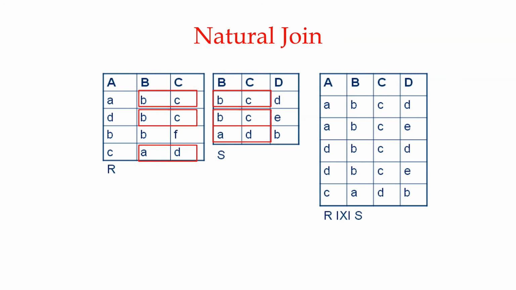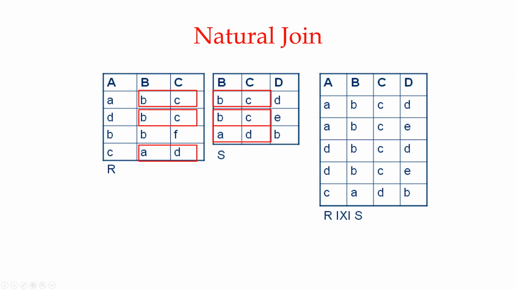Next one is natural join. Natural join also combines the entries of two tables, but for combining the tables we should have at least two attributes similar in both tables. Only then can we perform natural join. Consider an example where this is one table called R and this is another table called S. In table R we have two attributes called B and C, which match the same attribute names B and C in table S.